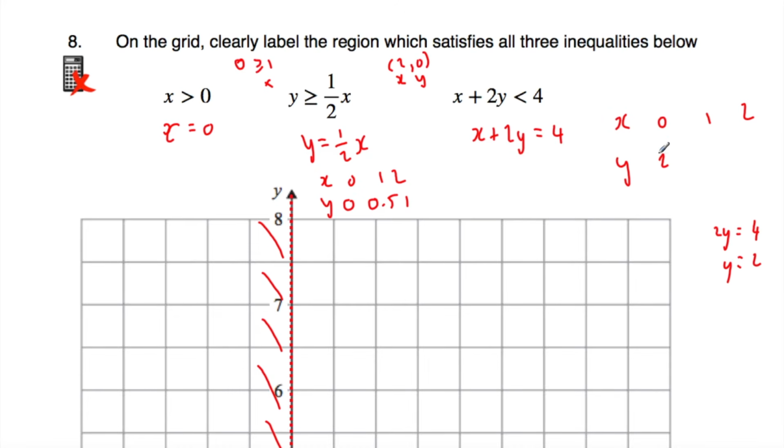So that's our first point, (0, 2). Our next one, if x is equal to 1, we're going to get 1 plus 2y equals 4. Take 1 away from both sides, so we get that 2y is equal to 3. And then halve both sides, y is equal to 1.5. So that's our next point, (1, 1.5). And if x is equal to 2, we're going to get 2 plus 2y is equal to 4. Take 2 away from both sides, we get 2y equals 2, so that means that y equals 1. So we've got the points (0, 2), (1, 1.5), and (2, 1).